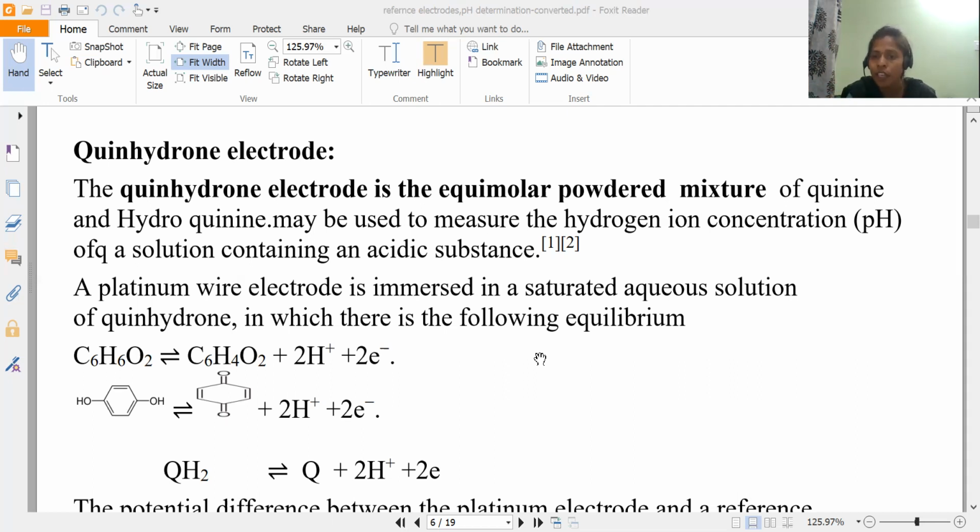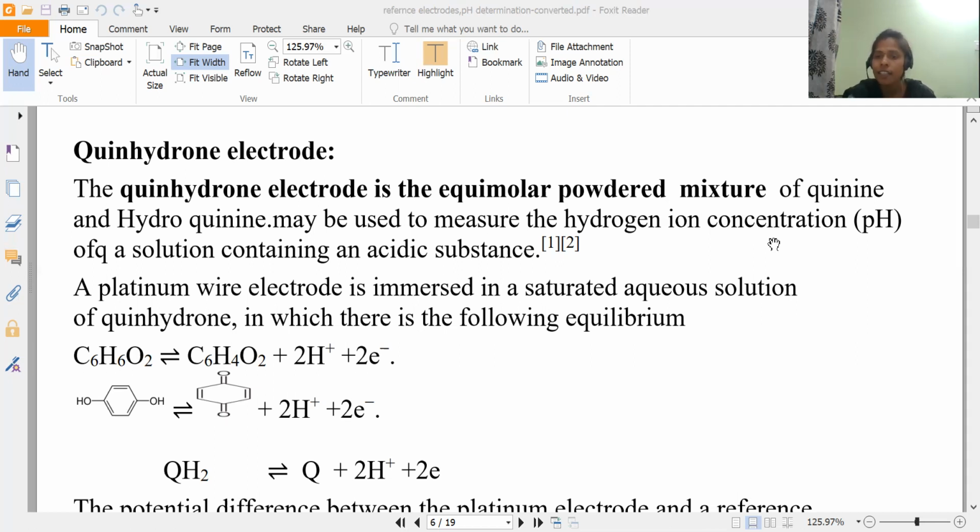This is the construction of the quinhydrone electrode. We know that the quinhydrone electrode is available in the powder form, and it is the mixture of quinone and hydroquinone. One more important point is that the quinhydrone electrode is used only in the acidic medium. It is not used in the basic medium. That means only in acid can we add the quinhydrone electrode powder. We can't add it in a solution other than acid. That means it is useful only in the acidic medium.